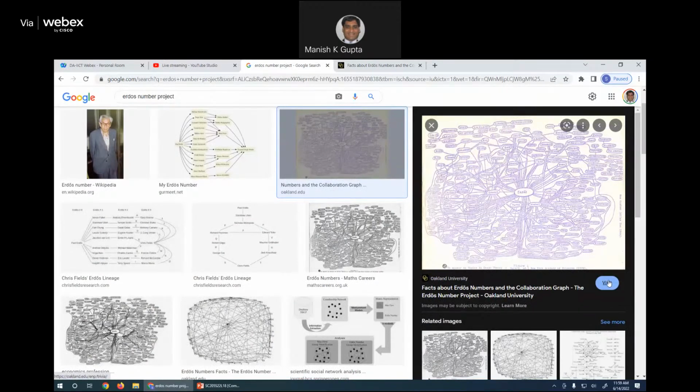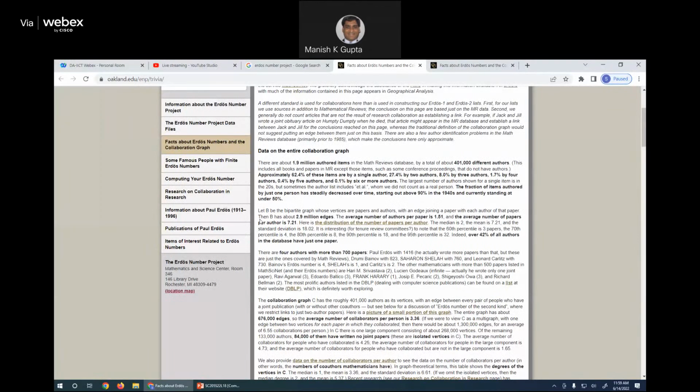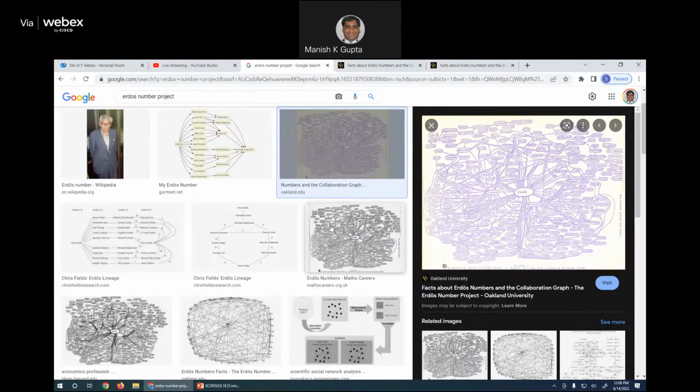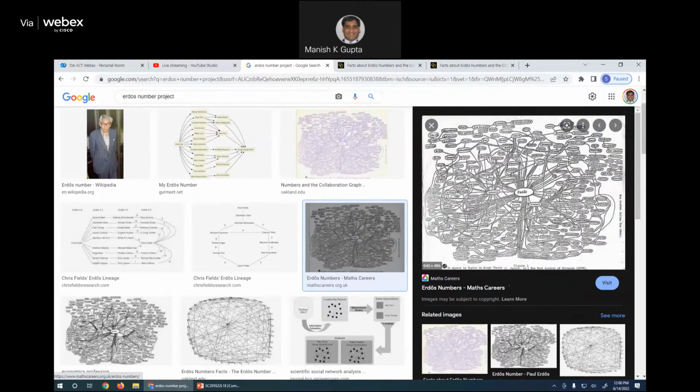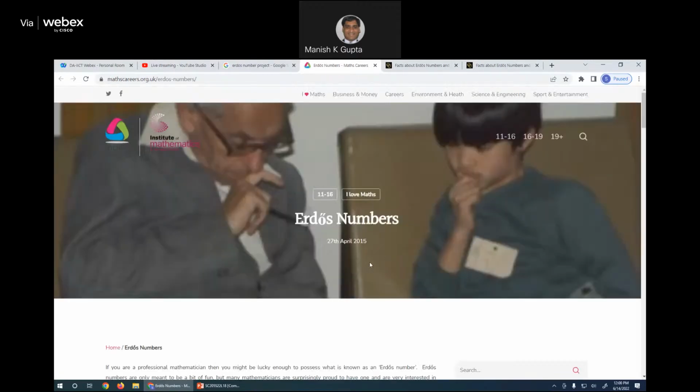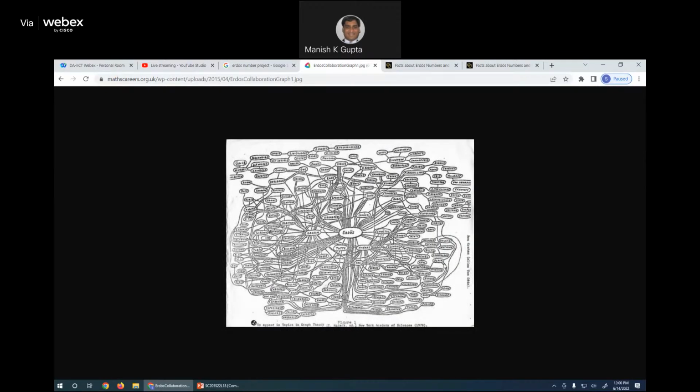Anyway, I think somehow you can see the graph, right? This is a collaboration graph. Erdős is the center, and you can draw these lines. A complex graph, right?